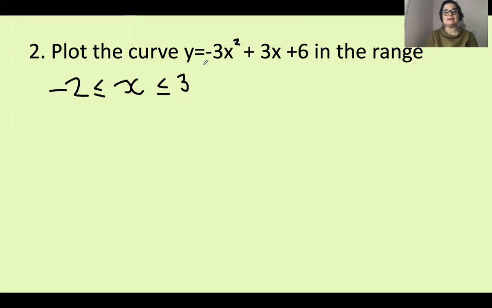Now, can you see in this example, y equals -3x to the power of 2 plus 3x plus 6. The a is negative. That means the parabola is going to look like that. So it's going to look down, a frowny face, in the range of x smaller than or equal to 3 and bigger than or equal to -2. So let's have a look.